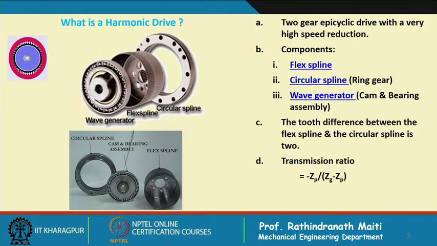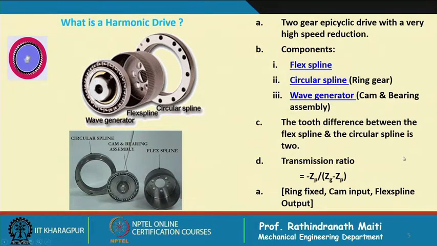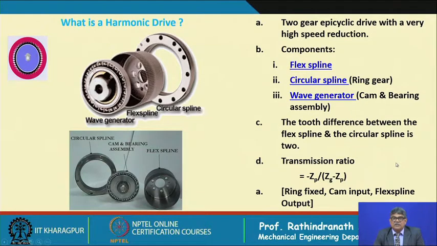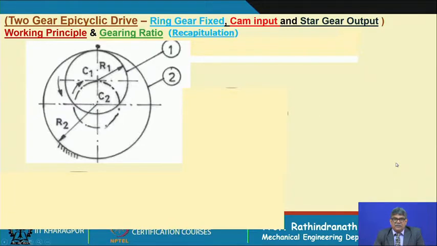Difference is 2. So, whatever the teeth number in the flex spline, divided by 2 will be the transmission ratio, and the minus sign is coming because the output motion will be opposite to the motion of the cam. Now, in this case we have considered ring fixed, cam is the input, flex spline is the output. It also can be made the other way. So, this is what I have shown here.